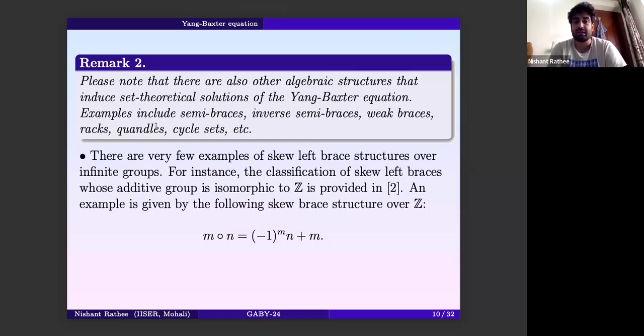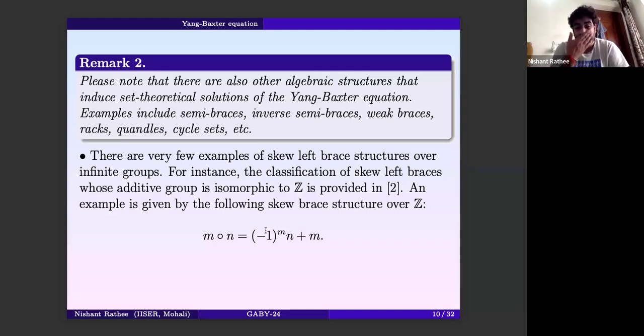Okay, so I have given you examples of skew brace structures over finite groups. Now let me give you an example over an infinite group. Define this operation over Z: m circle n is equal to minus 1 times m n plus n. By this formula, this will be a left brace structure over Z, and this weird looking group is actually the infinite dihedral group.